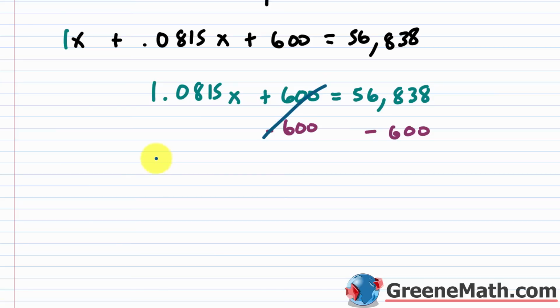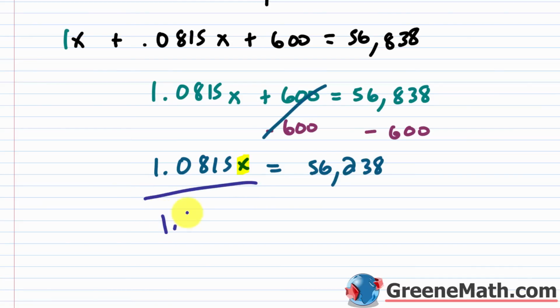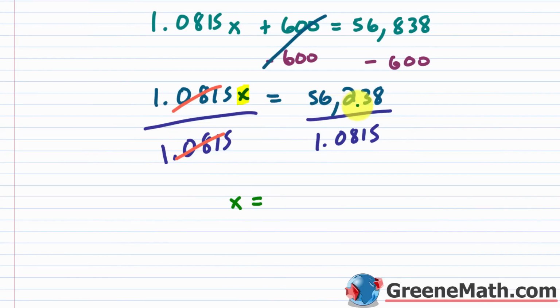This is going to cancel. We'll have 1.0815x is equal to 56,838 minus 600 is going to be 56,238. Now to isolate x here, let's divide both sides of the equation by 1.0815. So over here, we're dividing by 1.0815. So we know this is going to cancel, and we'll say x is equal to 56,238 divided by 1.0815 is going to be 52,000. So 52,000 is our answer. That's going to be the original price before any of the sales taxes or other fees.